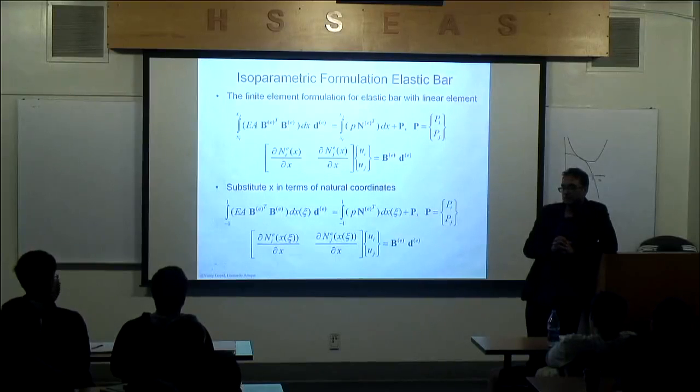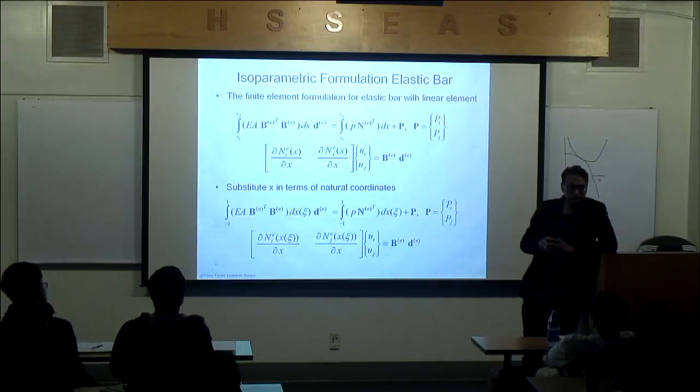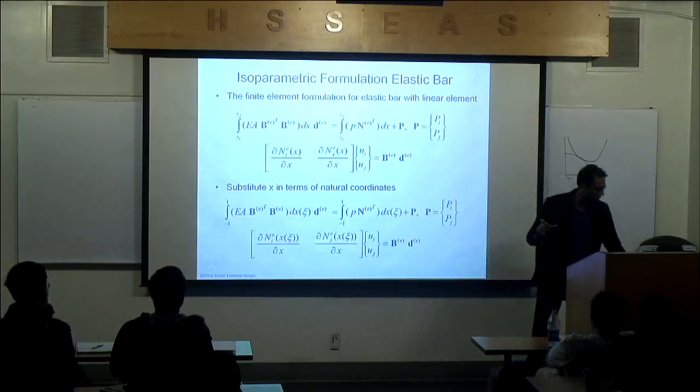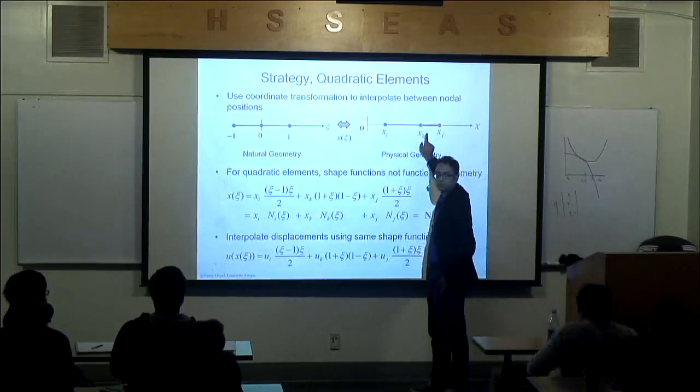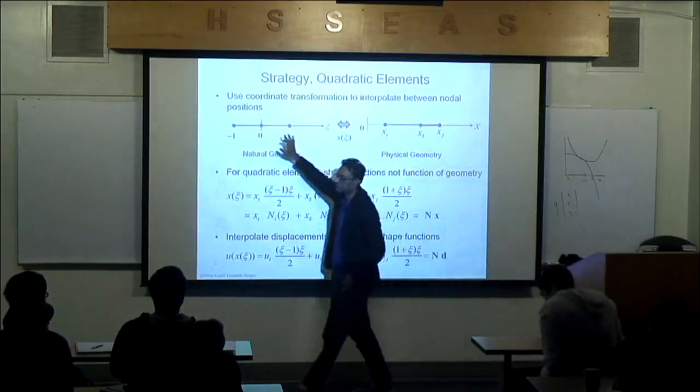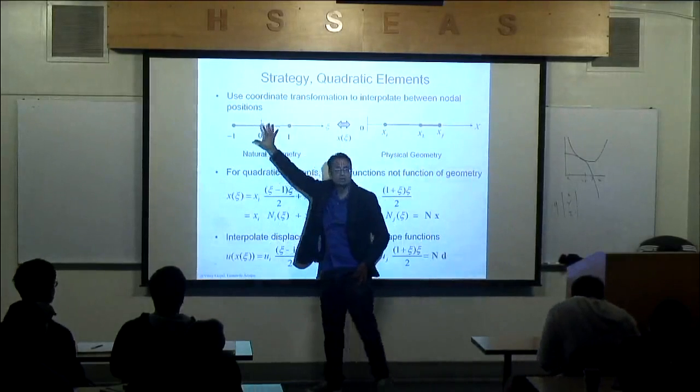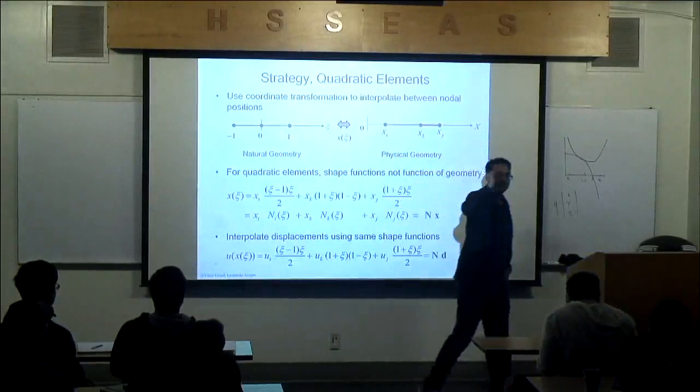Any questions? A question in the back here. Why is it the integral from minus 1 to 1? Why did we choose the integral to go from minus 1 to 1? I'm trying to change any element I have, to turn its shape to go from minus 1 to 1. So my domain now goes from minus 1 to 1. That's why.